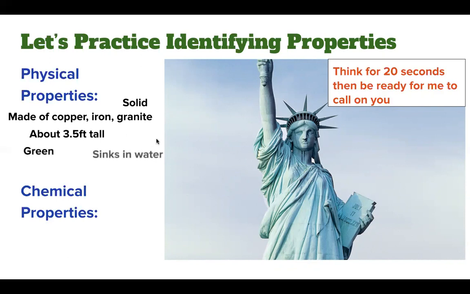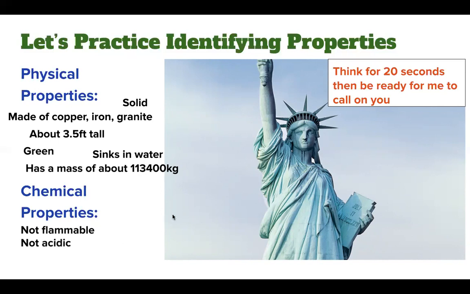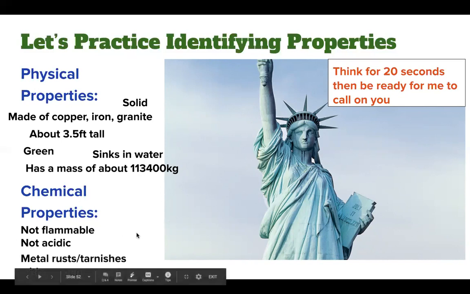It's green. It sinks in water. Yeah, it's made of metal. And it has mass of about 113,400 kilograms. Yeah, it's pretty heavy. Chemical properties, it's not flammable. You could not set this on fire. It's mostly made of metal. It's not acidic. However, it will rust or tarnish with oxygen.